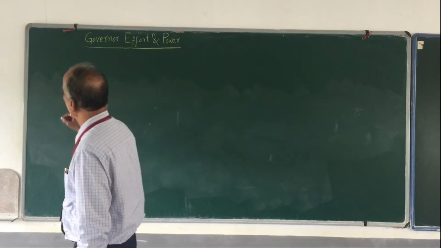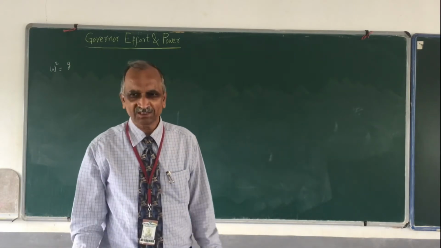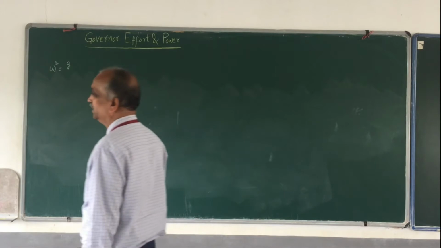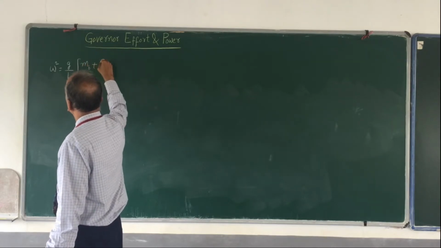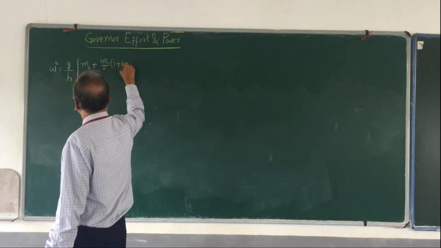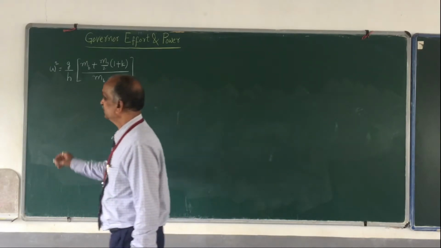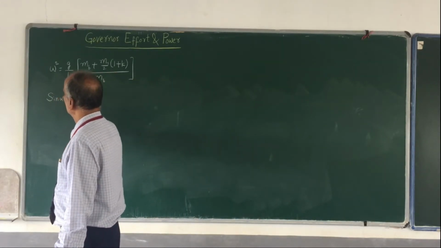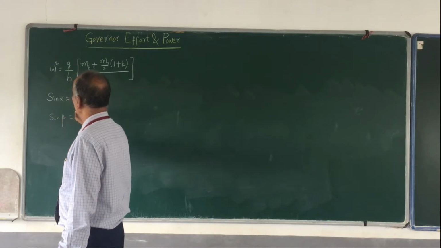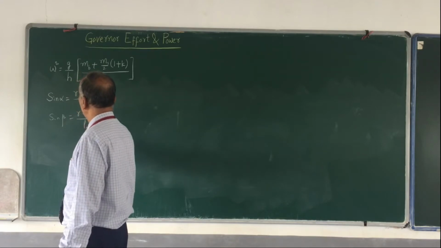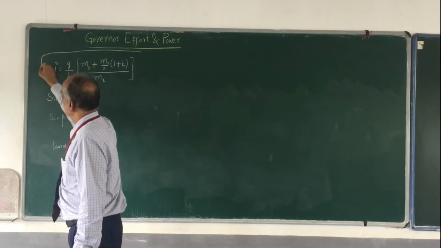I hope the expressions for the quota governor are quite familiar to you. We are doing this after quite a long time, so I just wish to revise quickly the expressions we used while discussing the quota governor. Omega square equals g by h into (MB plus MS by 2 into 1 plus A) divided by MB. I hope this expression is familiar to you. Then we also have sin alpha equals R minus RCU divided by LU. Then sin beta equals R minus RCL divided by LL. And then tan alpha equals R by h. I hope you all still remember these expressions.